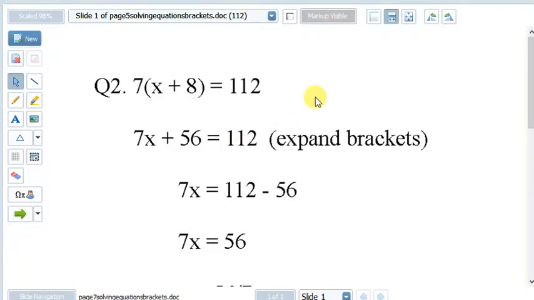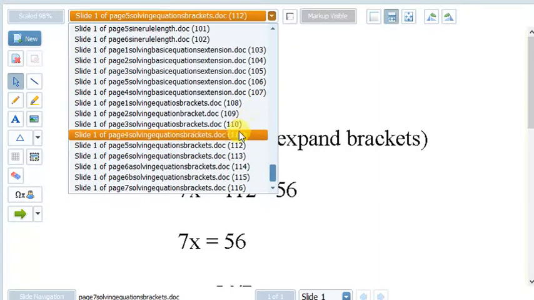Right, so question 2 now, and what we've got is, let me just check.